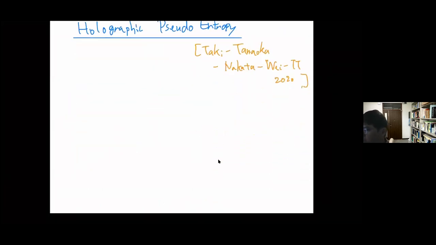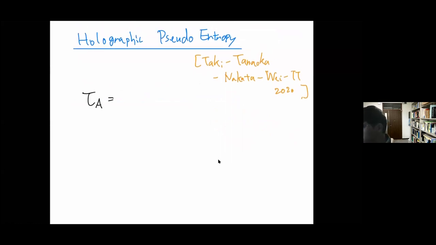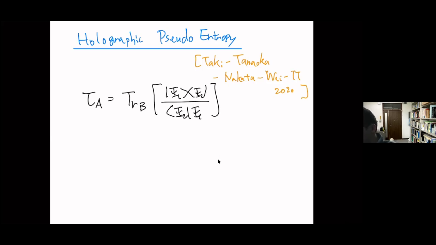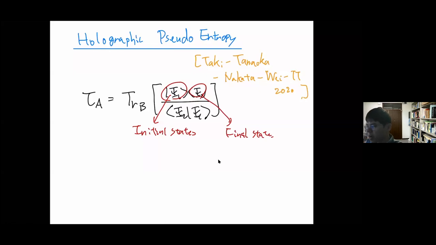And the answer is like this. We first introduce some analog of the reduced density matrix, but we have to go beyond that. It is actually given by this non-trivial transition matrix built from psi one and psi two, and we have B. We have two states: the first one is the initial state, and the second one is the final state.